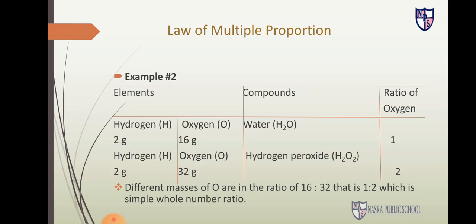So again we have different masses of oxygen, 16:32, and their simplest ratio is 1:2. 16 ones are 16 and 16 twos are 32, which is a small whole number ratio.